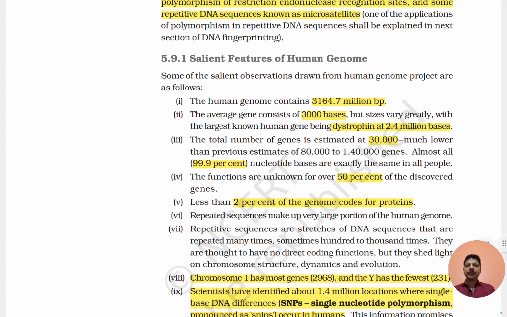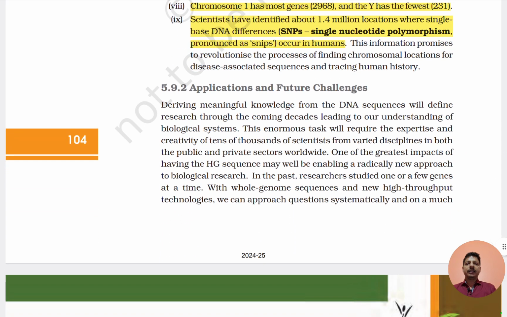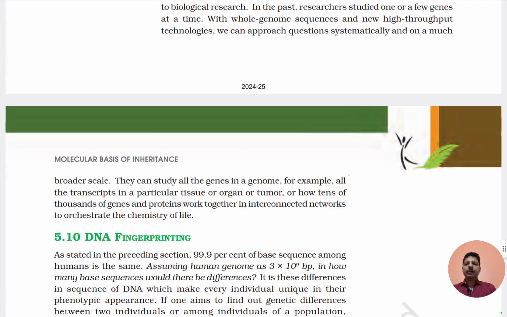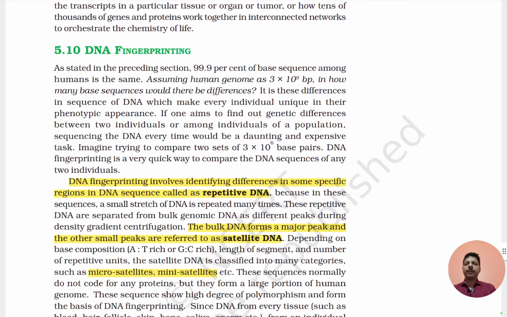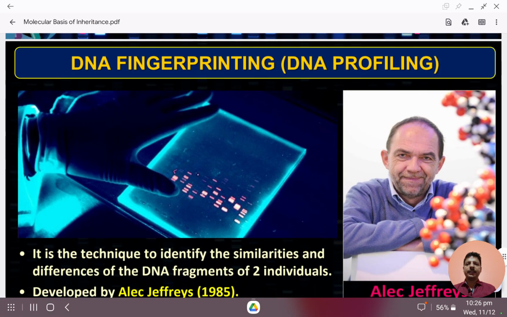The salient features, you can see all the points that we all discussed in that PDF. Applications and future challenges. DNA fingerprinting. I think it's the last topic. Let's see the PDF, what it says.